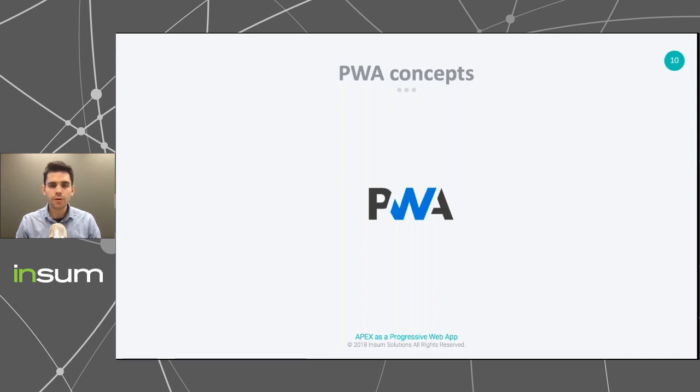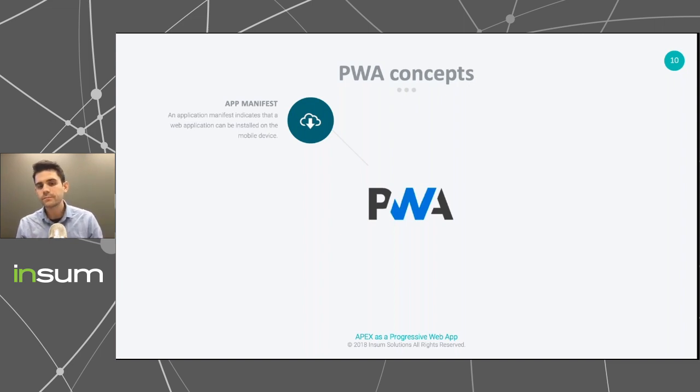Okay, so to close the gaps with native mobile apps, today I will cover the following concepts. Number one, app manifest. An app manifest is the configuration that allows your web app to be installed on the device. In most cases, PWAs tend to be installed on mobile devices, but the app manifest actually allows you to install your PWA as a native desktop application as well. We will see how to reference the app manifest within Apex shortly in this webinar.